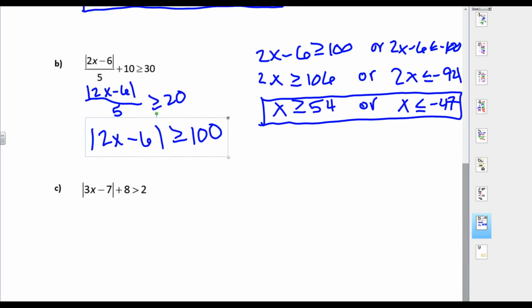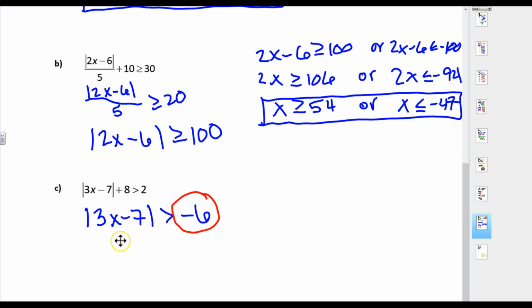Let's take a look at C. I'm going to start off by subtracting 8 to get the absolute value by itself. So the absolute value of 3x minus 7 is greater than -6. Pause. Whenever we have a negative or a 0, I always want you to pause and go, wait, what's going on? Now, absolute values have to always be positive, and all positive numbers are greater than -6.